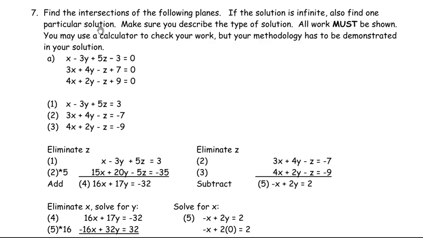And then find one particular solution. So a particular solution is an example of a point that's on that line or plane of intersection. So make sure you describe the type of solution.